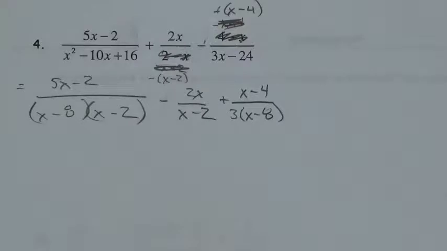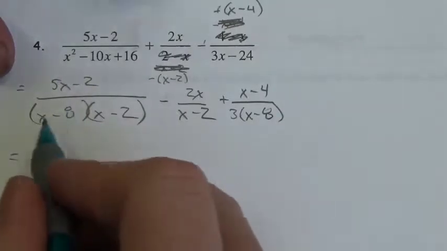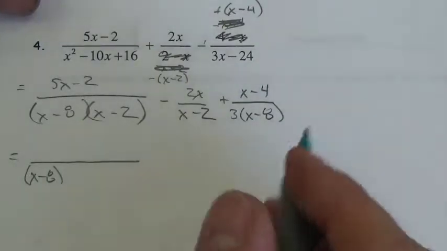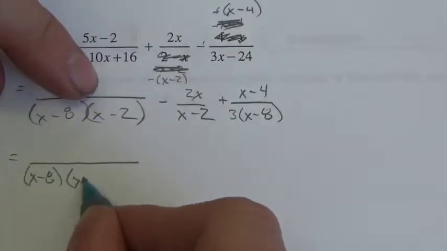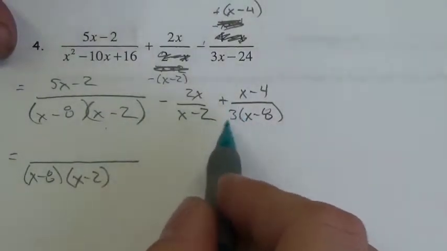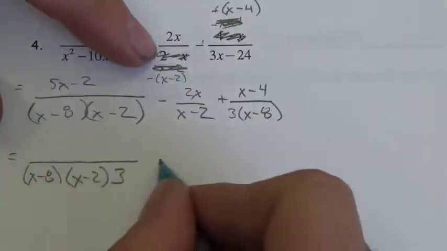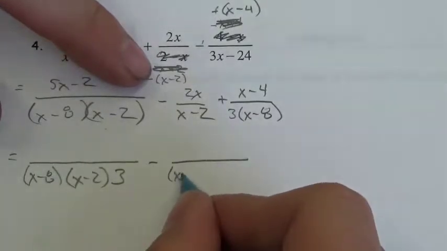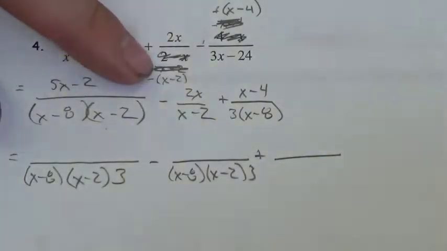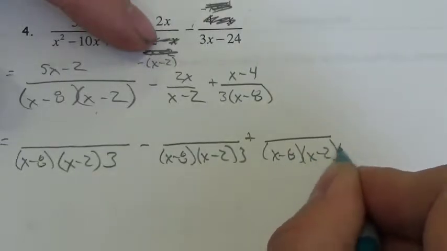All I've done is my factoring. Now, I need to come up with a common denominator. Well, my common denominator's got to have an x minus 8 in it, because this term does. It's also got to have an x minus 2 in it. I see that there and there. And interestingly enough, it also needs to have a 3 in it, because of that 3 that shows up right there. Okay, so there we go. So it'll be this term minus this term, but it's going to have the same denominator. And then this one right here, going to have the exact same denominator. So it'll be x minus 8, x minus 2, 3.